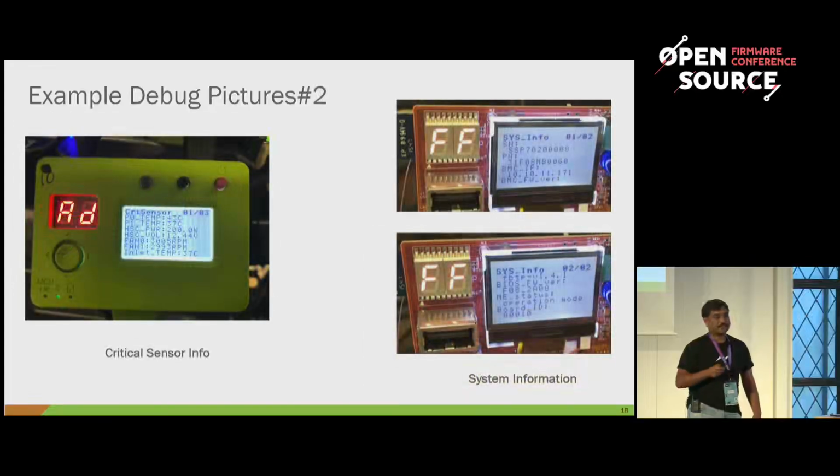So on the left side you can see critical sensors, like what the temperature sensor is showing and what the current status is. On the right side, you can see the system information. All of these screens, you can just use the button to go to the next page, back and forth.